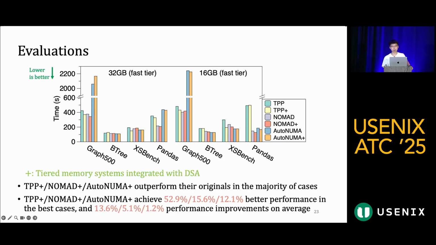We successfully applied DSA to other state-of-the-art tiered memory systems using similar approaches, denoted as TPP+, NOMAD+, and Autonuma+ in the figure. And we set the faster tier as 16 and 32 gigabytes. Results show that DSA-enhanced systems outperform their originals in the majority of cases, achieving 12 to 52% better performance in the best cases and 1.2 to 13% performance improvements on average.